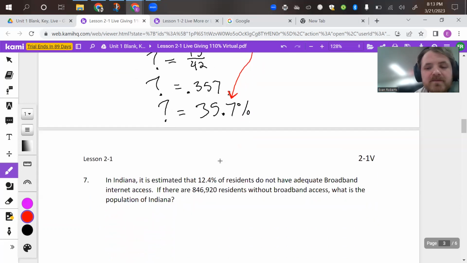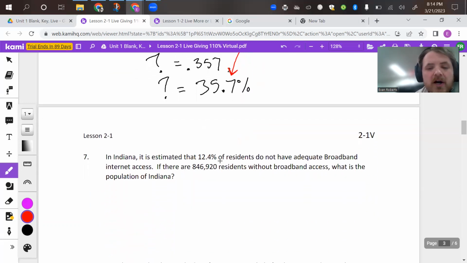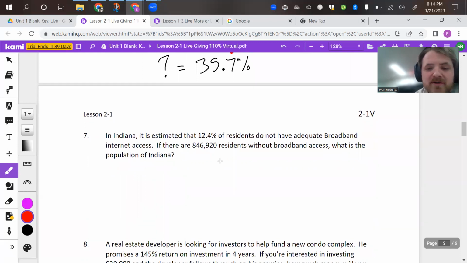Okay, so looking at our question 7 here. 12% of residents don't have great internet access. And for the people that keep getting kicked out of the Zoom, sorry if that is you. So there's 800,000 residents here without broadband access. What's the total population?